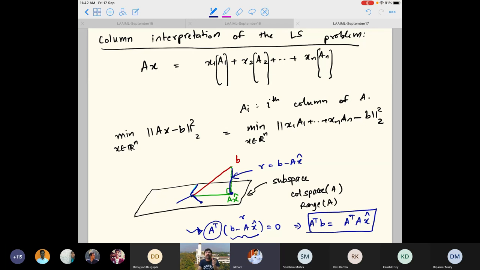So this perpendicularity condition, the orthogonality condition that you see here, that the residual should be orthogonal to this particular subspace, the column space or range of A, is something that is really very important. So that gives rise to these conditions. This is the geometric understanding. This is sometimes called the orthogonality principle. So this particular principle is called the orthogonality principle in this case.